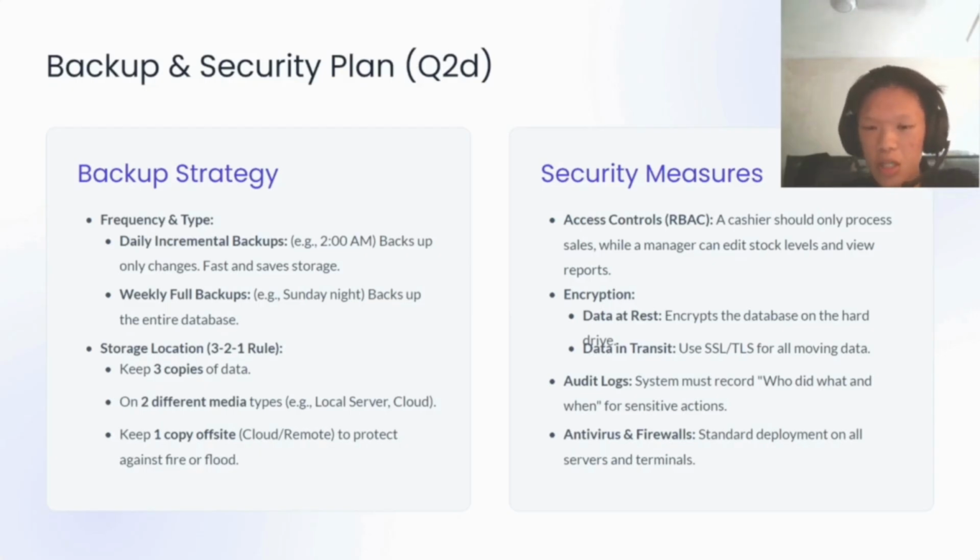For our security measures, for our access control, we will implement role-based access controls, where we will give security controls based on their roles. So a cashier should only process sales, while a manager can edit stock levels and view reports. So a cashier cannot do tasks that are above their roles.